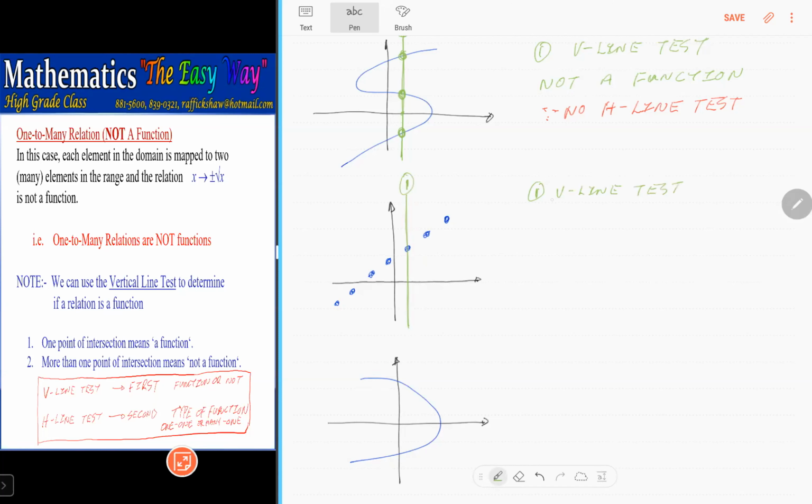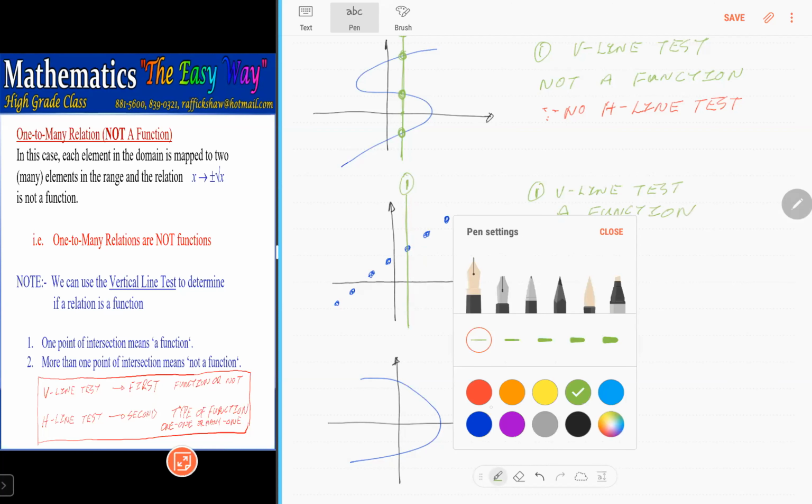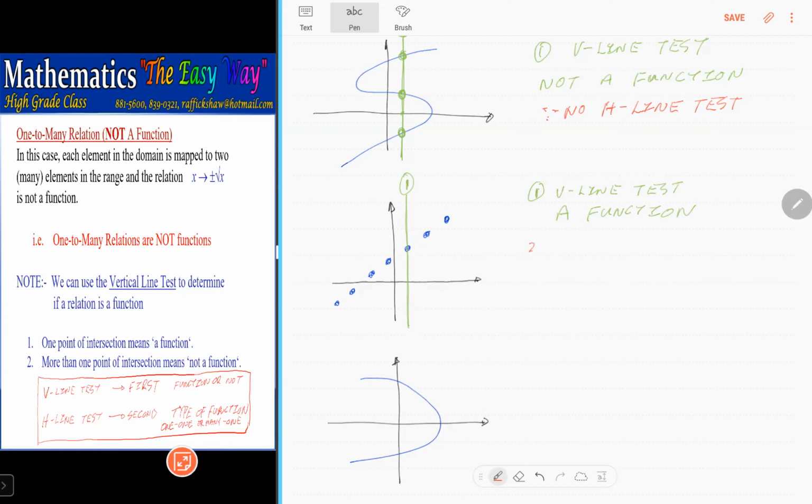That tells me that we have a function. It passes the vertical line test as a function. Then we're going to do the horizontal line test second. Let's do it in red. Secondly, we're going to do the horizontal line test.